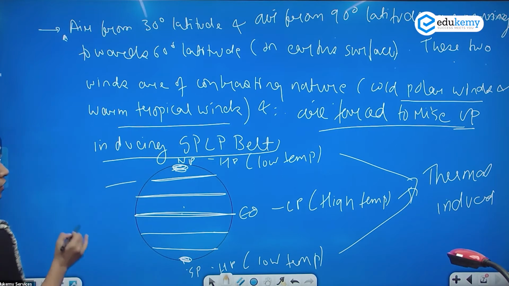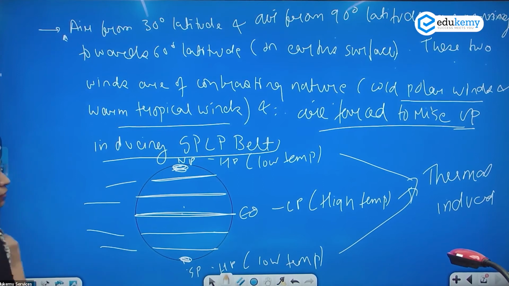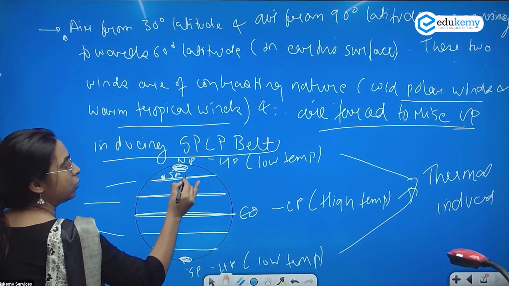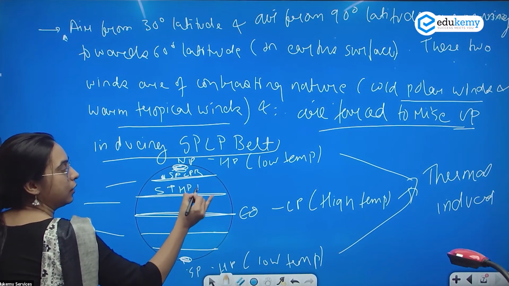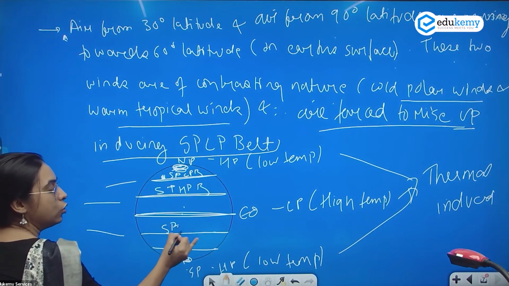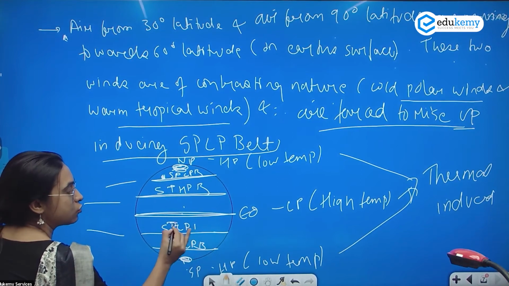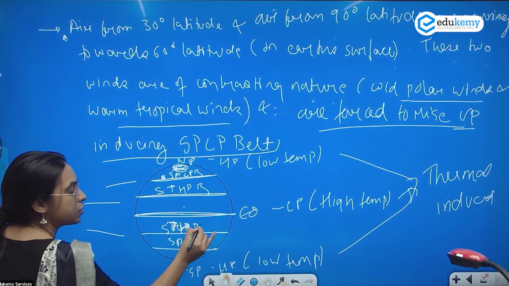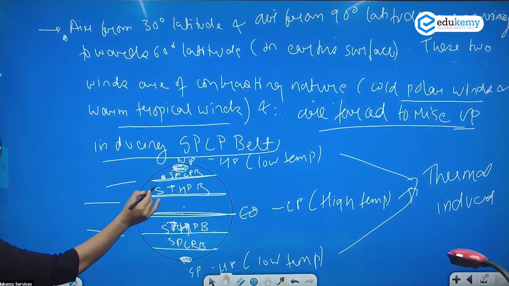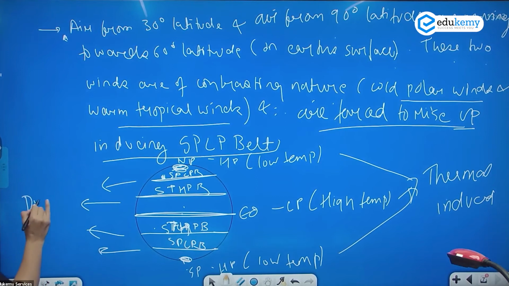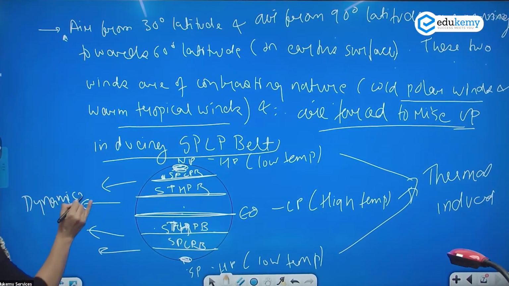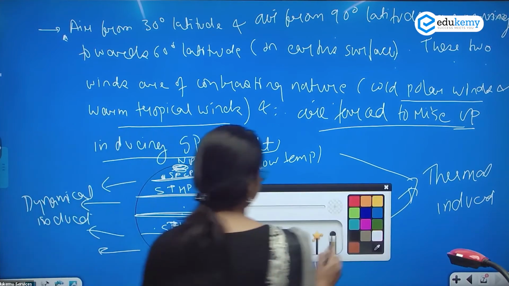But this one and this one, that is your subpolar low pressure belt and subtropical high pressure belt. Similarly, a subpolar low pressure belt and subtropical high pressure belt. Yeah, one, two, three, four. These are dynamically induced.